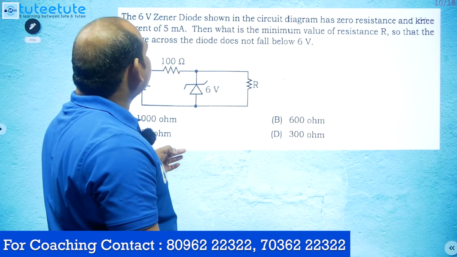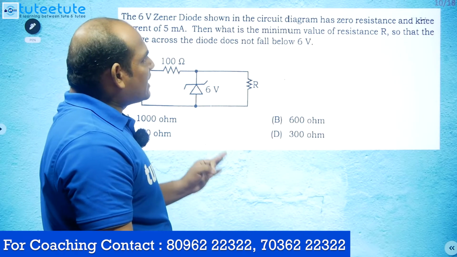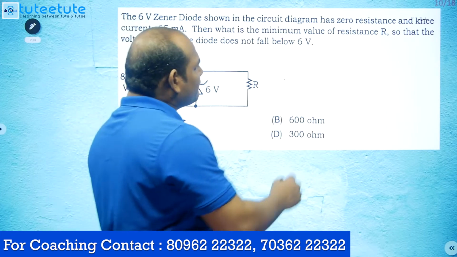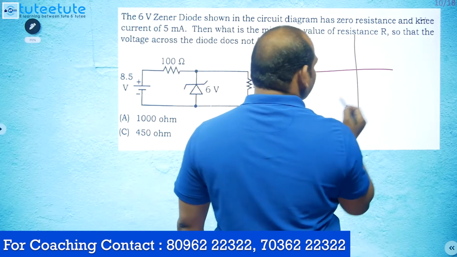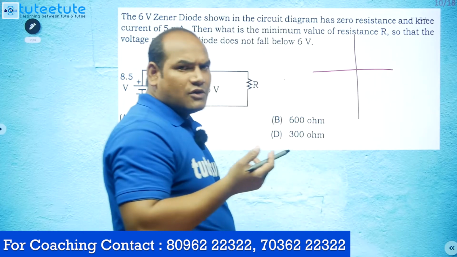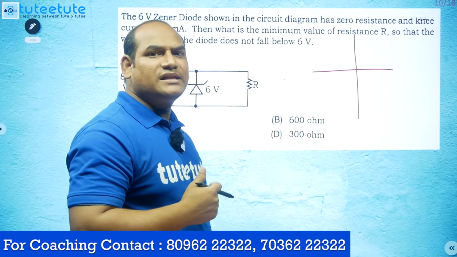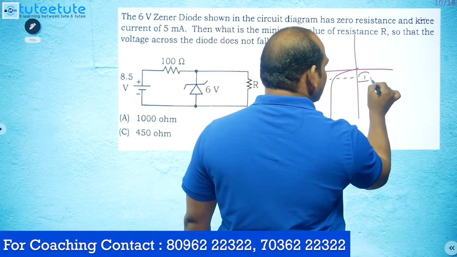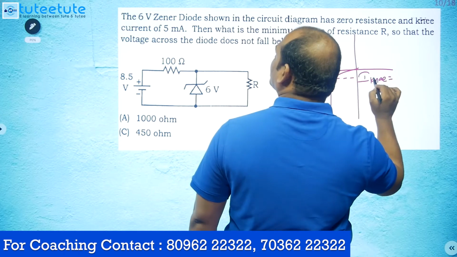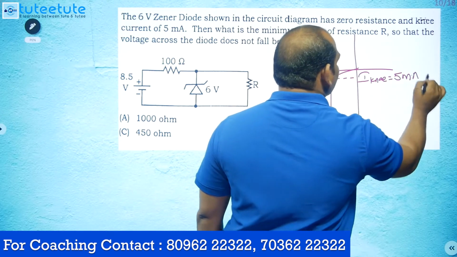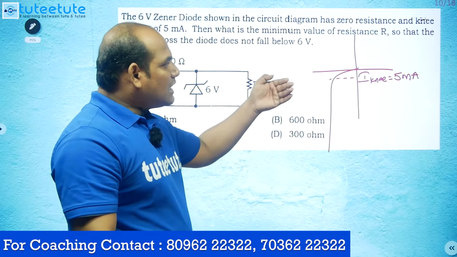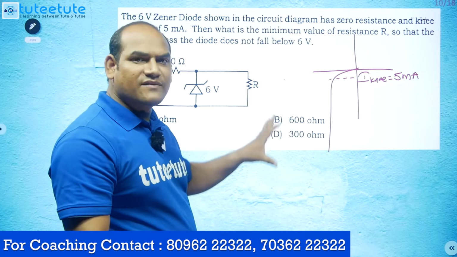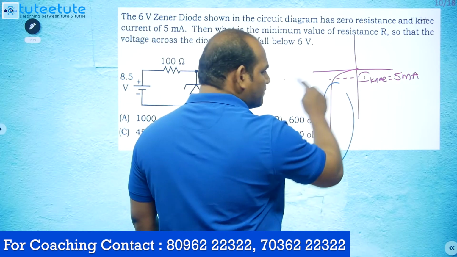So the 6 volts Zener diode shown in the circuit diagram has zero resistance and a knee current of 5 milliamps. Here the Zener diode is applicable for voltage regulation, so it has to be operated in the breakdown region. This is the characteristic. Here we can see this is the knee current, that is 5 milliamps. Whenever the reverse current is equal to or greater than the knee current, we can say that the Zener diode is in the breakdown region. This is the breakdown region.